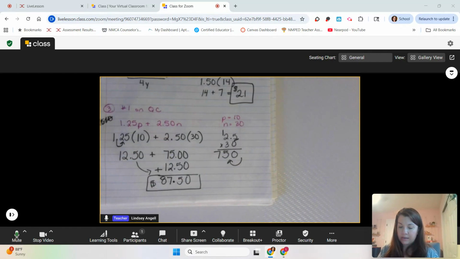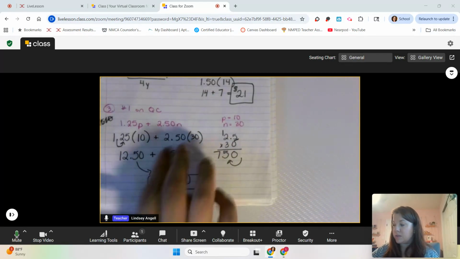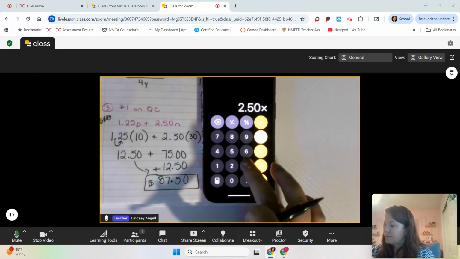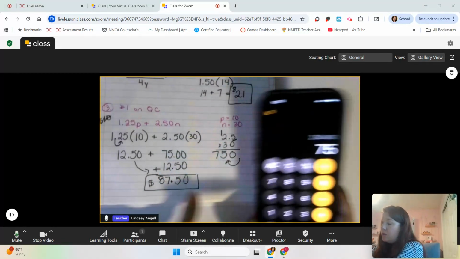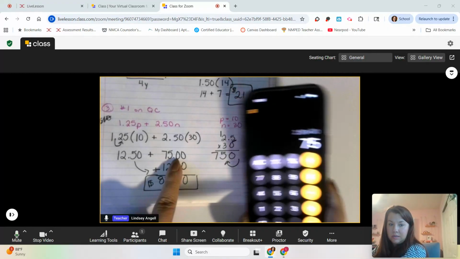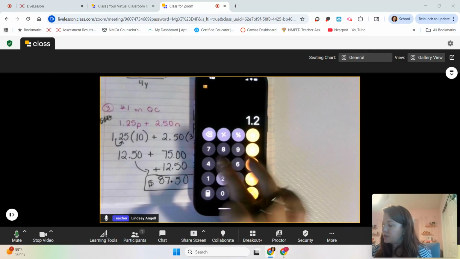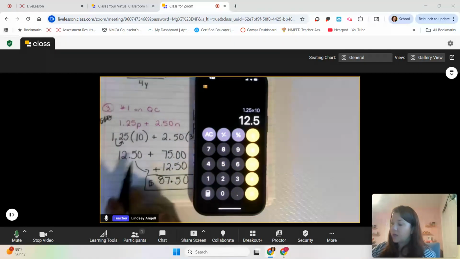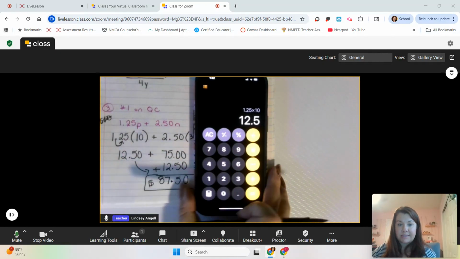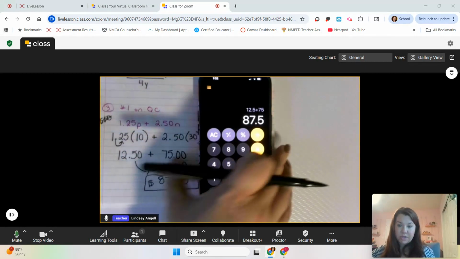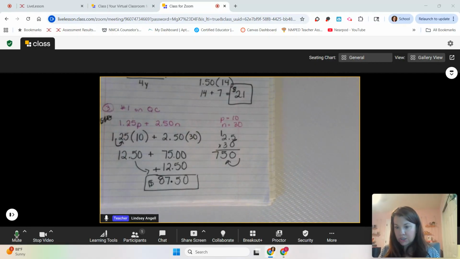Now we could check our work on a calculator, especially this one, right? This one's a little more complicated. So I have $2.50 times 30. Let's make sure. Oh, good. It is $75, right? And then we could say, okay, over here I had 1.25 times 10. Ooh, good. That is $12.50. Add those together, you do get $87.50, okay? So it is good to check your work on a calculator just to be safe, all right?